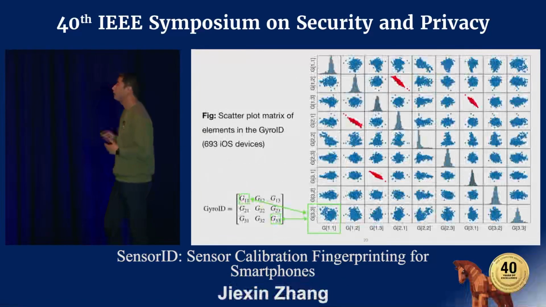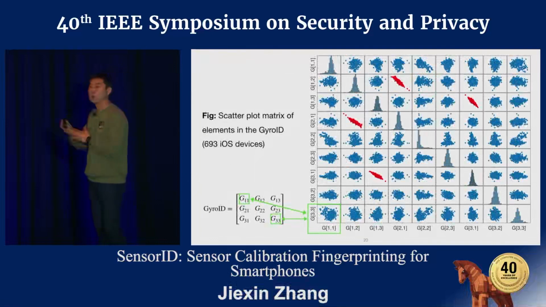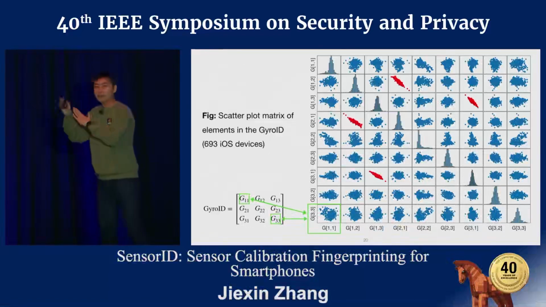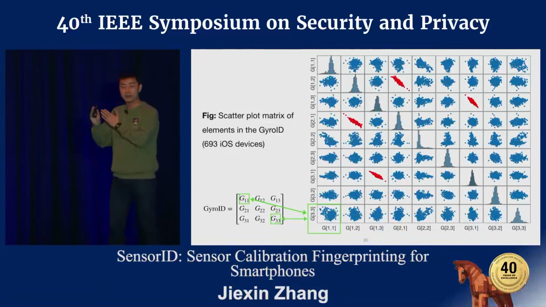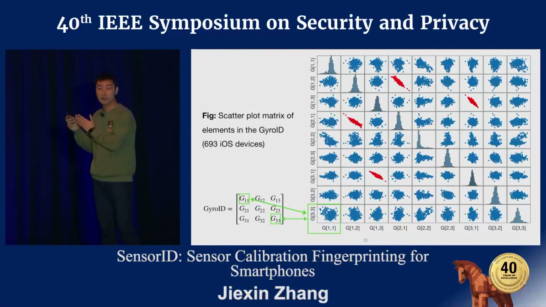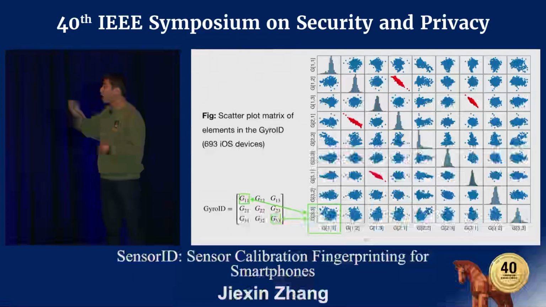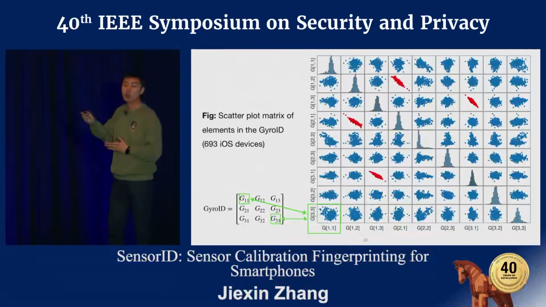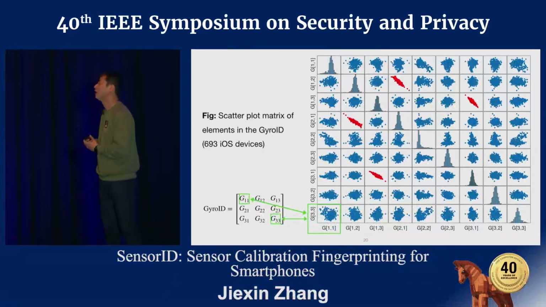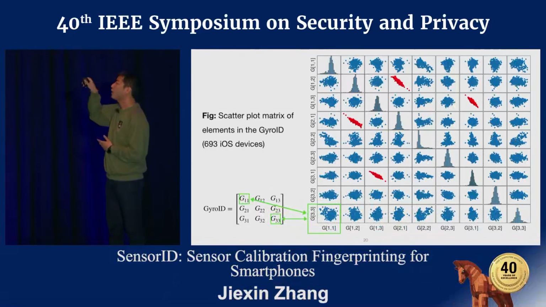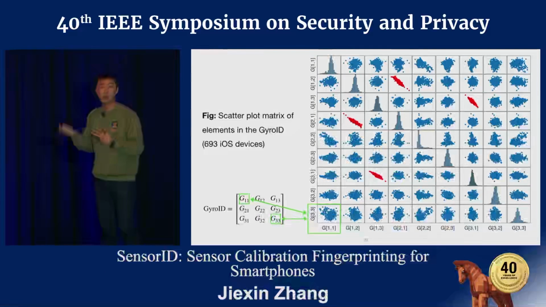As shown on this slide, the graph shows the relationship between every two values in the gyro ID. If the scatter plot appears to be a straight line, it means that there is a strong correlation between those two values. In this figure, I marked the strongly correlated pairs in red. For these pairs, we deleted one of them in the entropy calculation to avoid overestimation of the entropy.